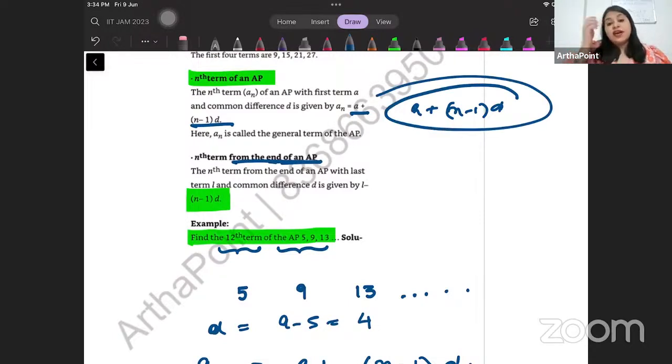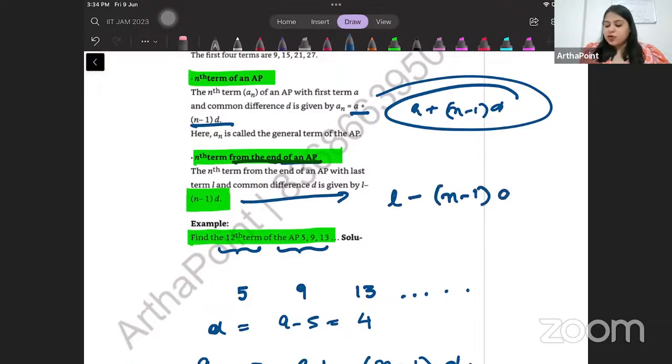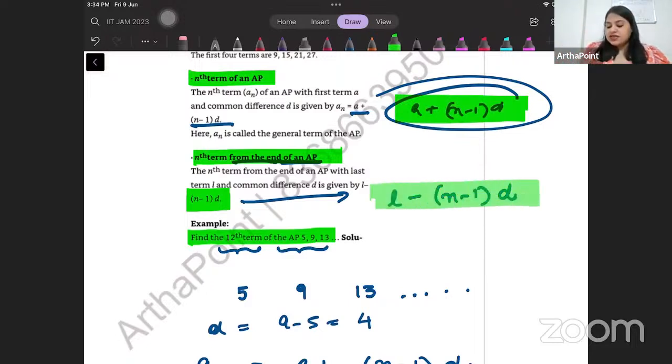Sometimes they will ask you find the nth term from the end. I will give you a question right now to practice. So if you have to find the nth term from the end, then that will be given by, beta, last term minus n minus 1 into d. तो दोनों formulas को अच्छे से देख लो. If you start from the beginning, then the nth term from the beginning will be a plus n minus 1 into d, and the nth term from the last will be l minus n minus 1 into d.